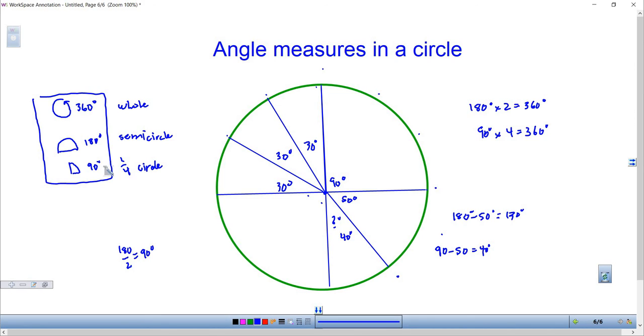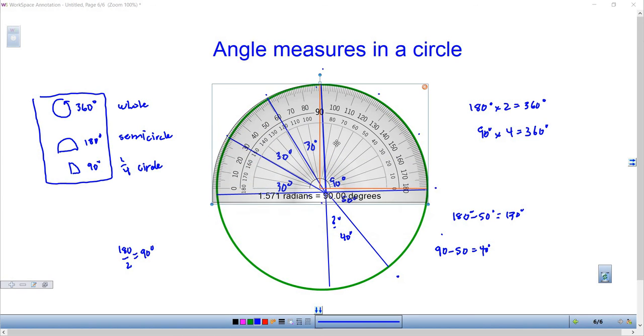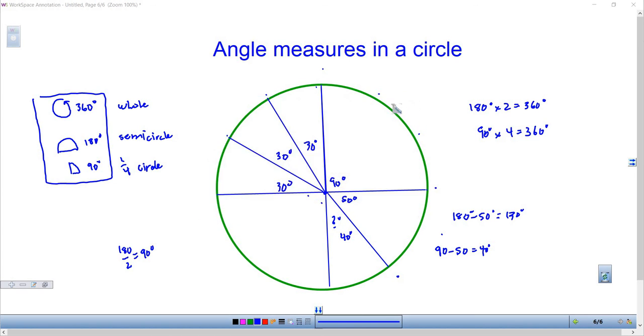90 degrees for the quarter circle, 180 for the semicircle, and 360 for the whole circle. A protractor is used to measure angles, and they always have to add up to 360 all the way around, 180 for half the circle, and 90 for the quarter circle. So that's just a brief introduction to angle measurements in a circle.